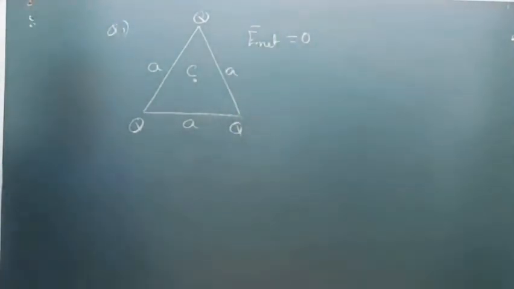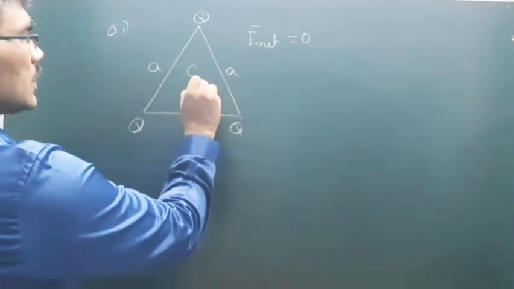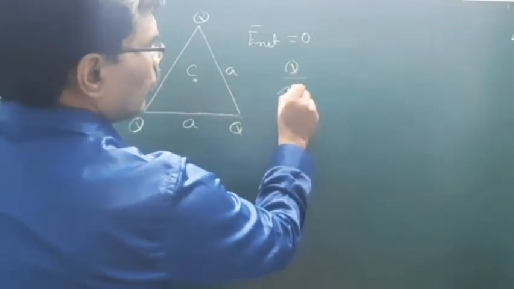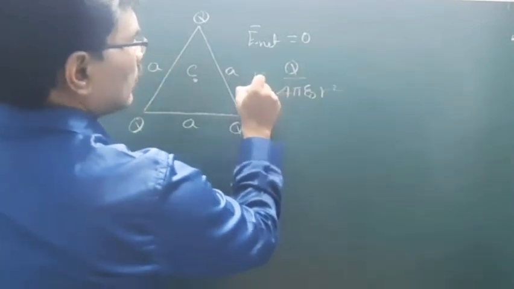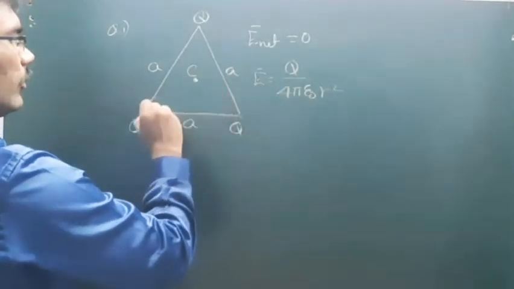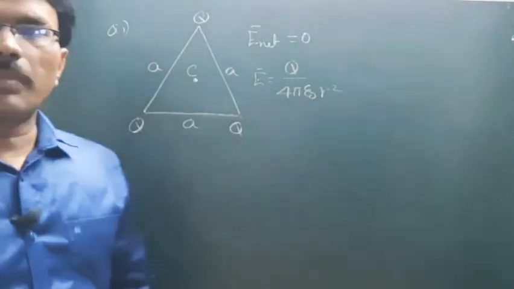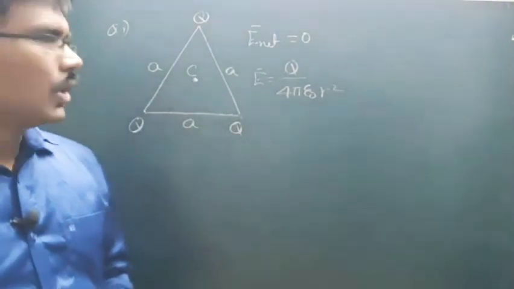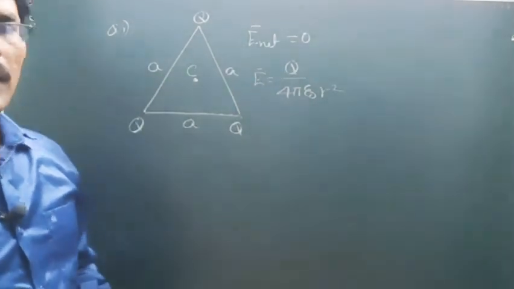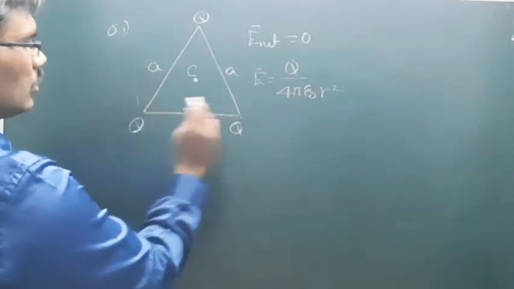So how can I easily prove that? Before that, first of all, how to find the electric field at a point? The electric field due to a point charge is given by Q by 4 pi epsilon naught r square. What is r? r is the distance of the point from the point charge. And the field due to multiple charges is calculated by applying the superposition principle. So now using that, we need to find the net electric field at the required point.